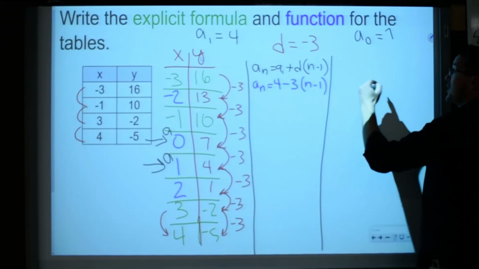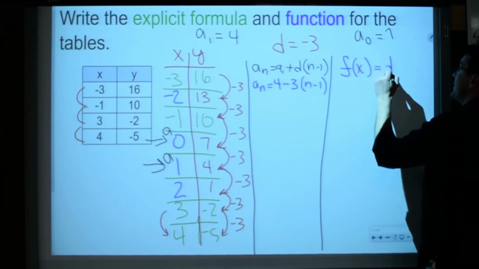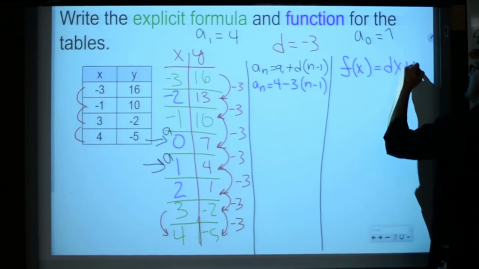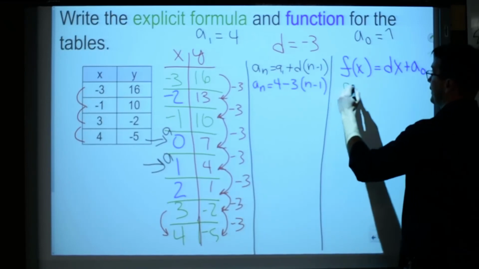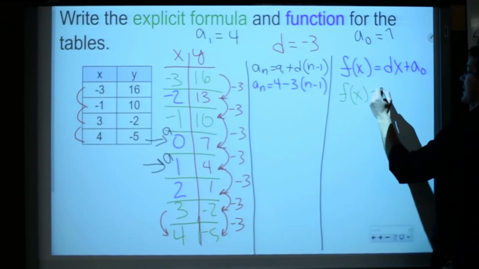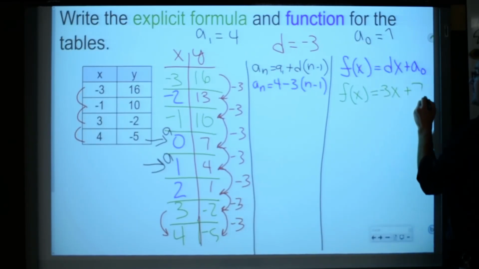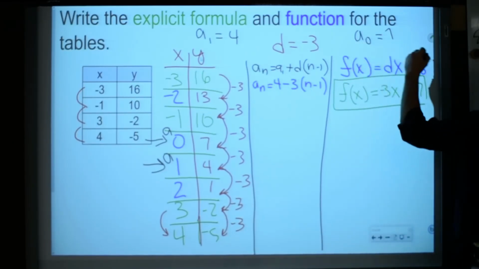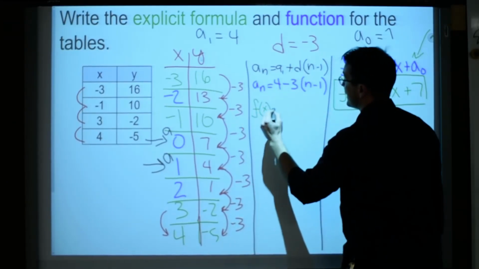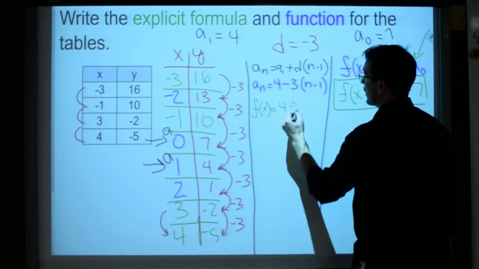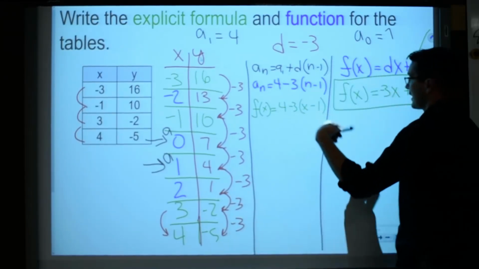Now, the function should be, from your notes, f of x equals difference times x plus a sub 0. And if I do it that way, that's really quick because I'm just going f of x equals my difference, -3, times x, and my 0 term is 7, so it's plus 7. And again, if you have a hard time remembering this, you can get it from here just by going f of x. It's just a lot more work. Memorization, if that's your Achilles heel, then you're going to have to do it this way.